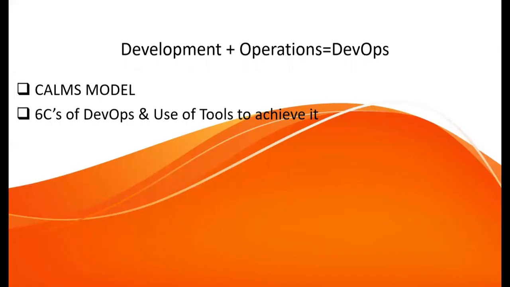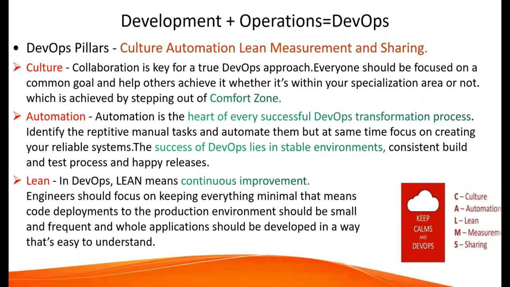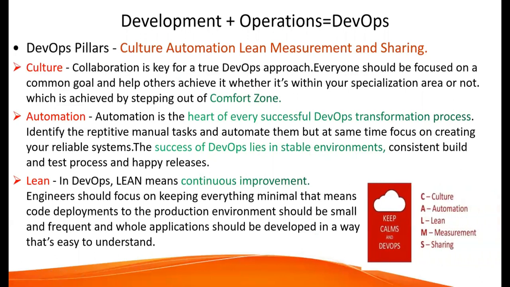So what is this CALMS model? Let's study together. The full form of CALMS is culture, automation, lean, measurement, and sharing. These are important aspects you want to learn and understand, or I would say these are the DevOps pillars if you want to be a good DevOps engineer. So let's explore one by one.